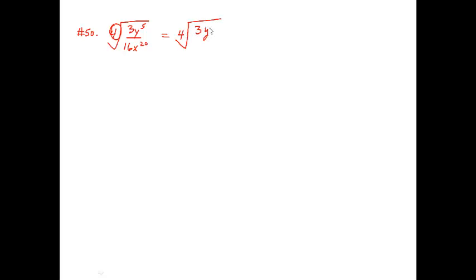Y to the 5th is like saying y raised to the 4th times y, divided by, well, 16, let's see. 16 is like saying 2 raised to the 4th power. And x to the 20th, that's like saying x to the 5th raised to the 4th power. Remember, 4 goes into 20 how many times? 5. That's where the 5 comes from, and you raise it to the 4th power. And you can easily check your work. 5 times 4, isn't that 20?